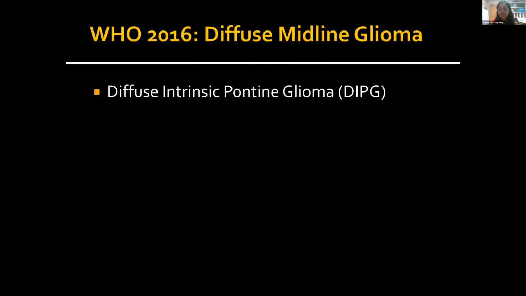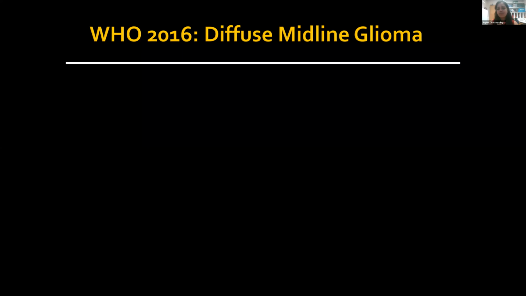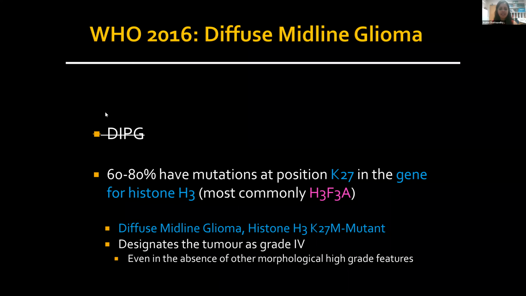So in the most recent update, WHO 2016, these tumours were previously known as DIPGs, and you can probably still hear that used in MDTs. It rolls off the tongue quite easily, but on the most recent update in 2016, that term was replaced. And it was replaced by this term, the diffuse midline glioma, histone H3K27M mutant. So a bit of a mouthful. You can see why people still defer to calling them DIPGs.